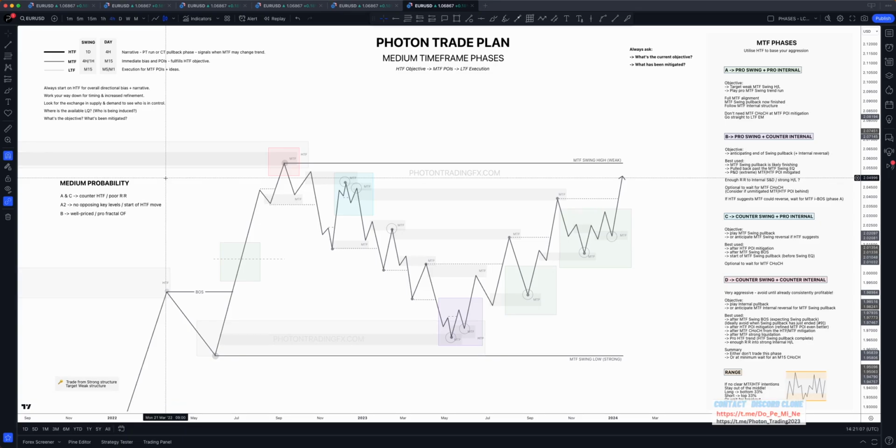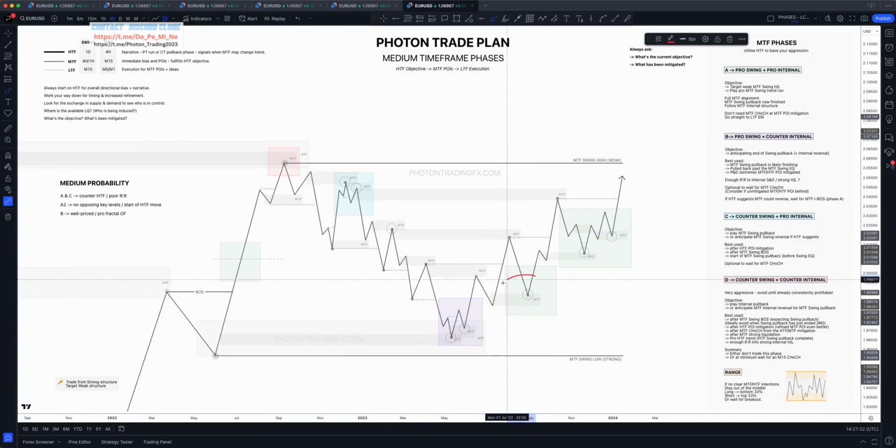So let's go through this slowly one by one, and then we'll look at a few real examples. So medium probability, these phases. Let's talk about phase A and C first, because really those are my two favorite phases out of all of them. I would even probably be happy just trading these two. So let's just think about phase A first. As I've said before, the best time, in theory, to trade phase A is here.